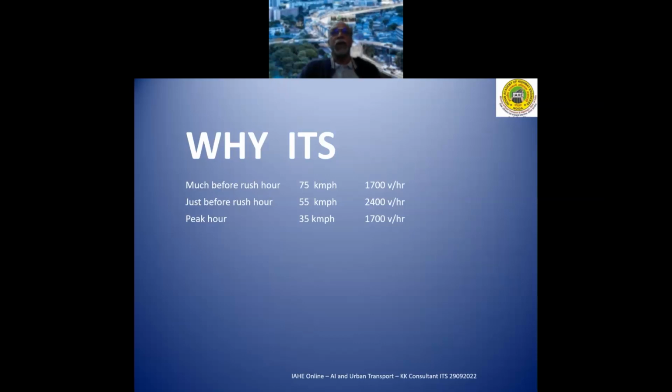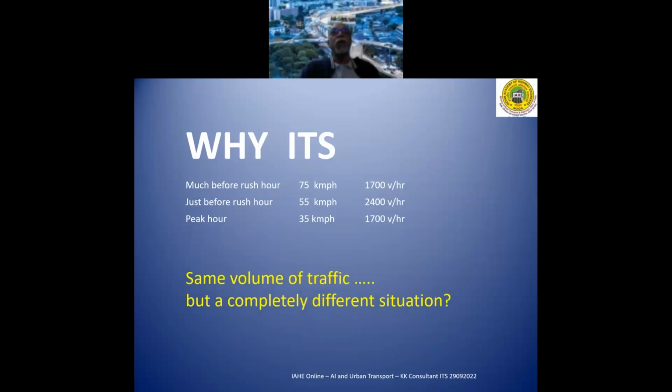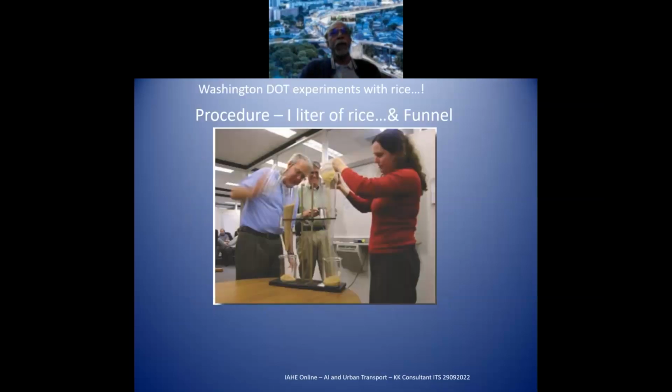Now, what is it that you can take from here? This is the same volume of traffic much before the rush hour and at the peak hour, but a completely different situation. Why is this happening? This is the problem that ITS is trying to address.